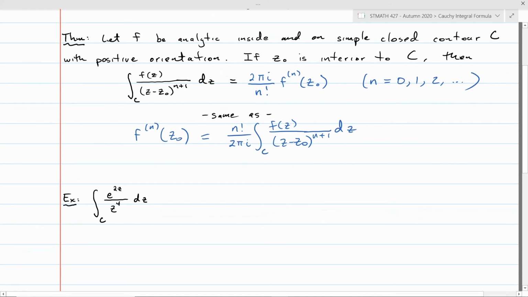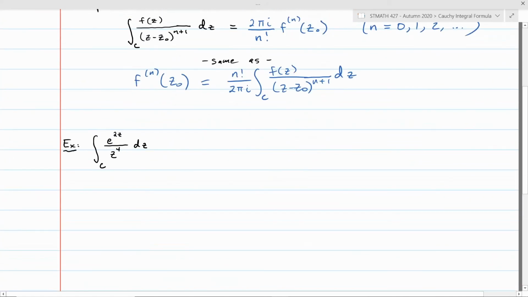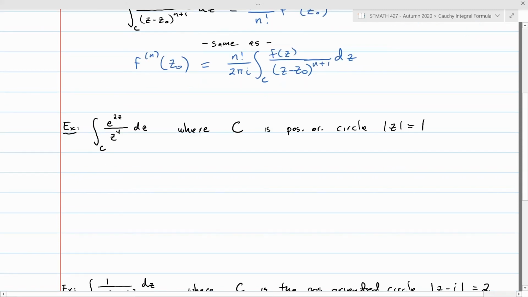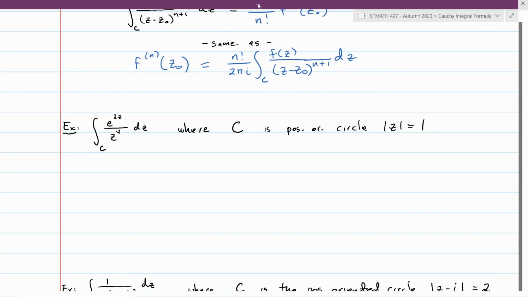But let me show you how you would use it just to compute an integral here real fast. Maybe an example or two. So let's take a look at this first example here. Now, I forgot to say what my curve C here is. Let's say C is the positively oriented circle, mod z equals 1 again. You can use other curves than the unit circle positively oriented, but it usually doesn't make that big of a difference what curve you use, because when you do this formula, you don't really make reference to the actual parameterization of the curve.